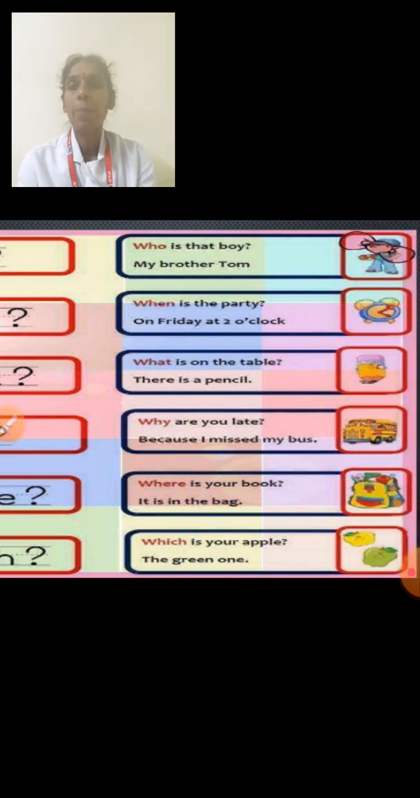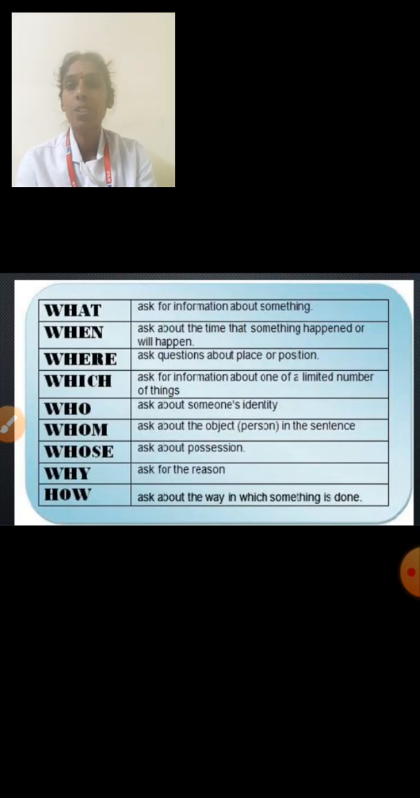Which is your apple. Like that we will frame a question. Here once again is a detailed description about WH questions. For what are we using WH? What: for asking information about something, we will use the question word what. And when: we will use it to ask about the time that something happened or will happen.